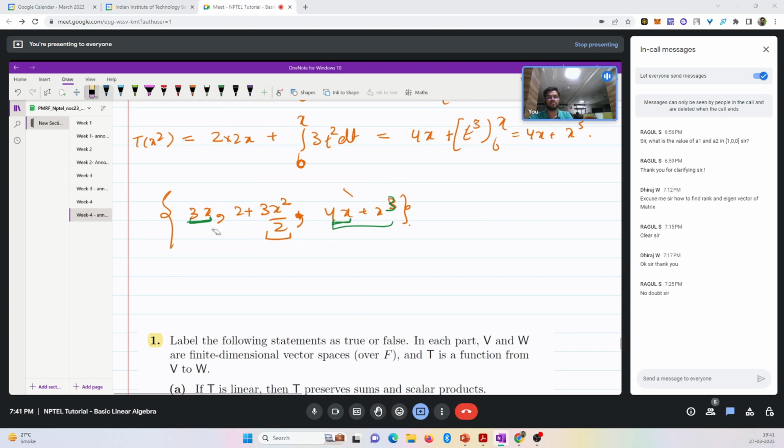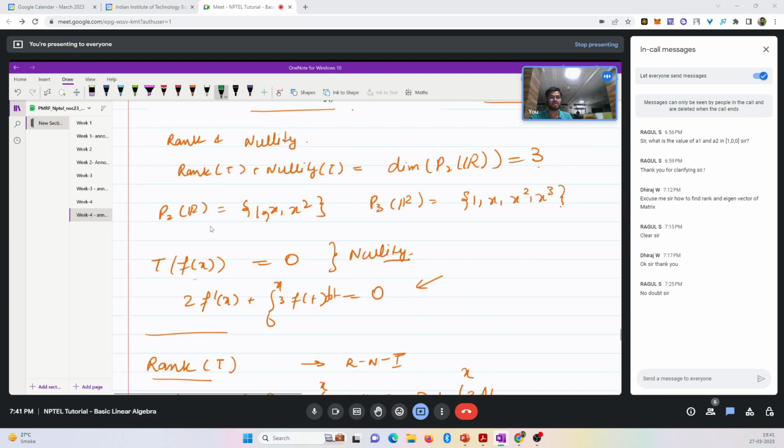Okay, so what is the rank of T? The rank of T is how many linearly independent elements you obtain after computing the image of a basis, right? So this is 3. So the rank you obtain is 3.